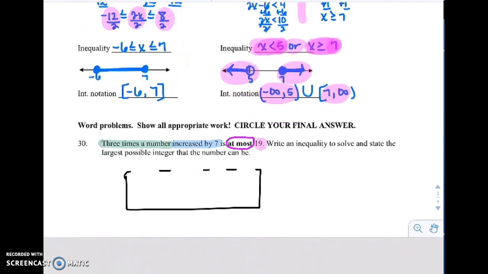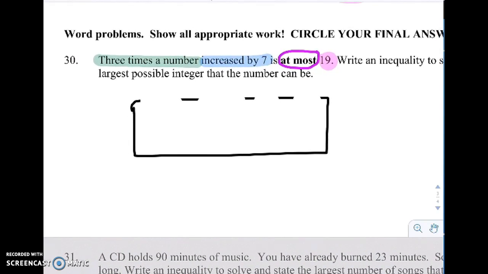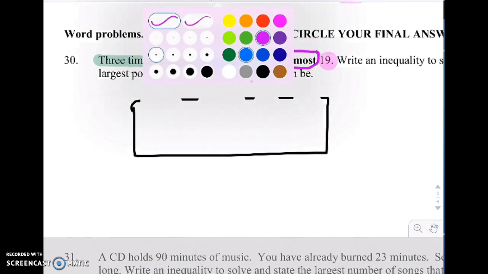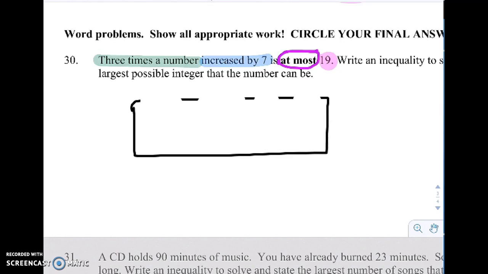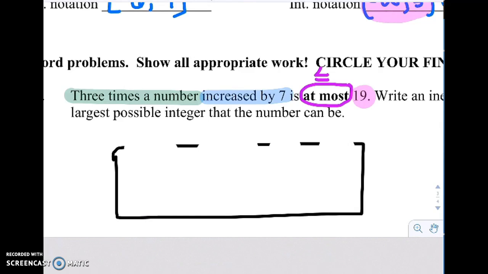So I've already highlighted our important information here in number 30. 3 times a number increased by 7 is at most 19. What I had suggested to you in class was when you see the words at most or at least, you circle them and remind yourself of what inequality symbol that's going to use. At most means the most that could be is 19. So it's going to be less than or equal to 19.